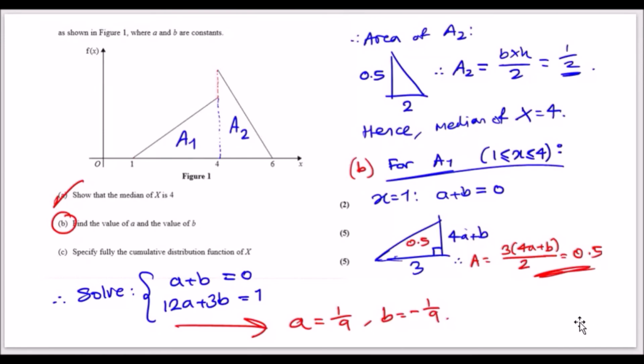Now, what do we do here? So now you can just solve this simultaneously. And solving this simultaneously, well, I think is not too bad. But I did it anyway, and I got A equals a ninth and B equals minus a ninth.